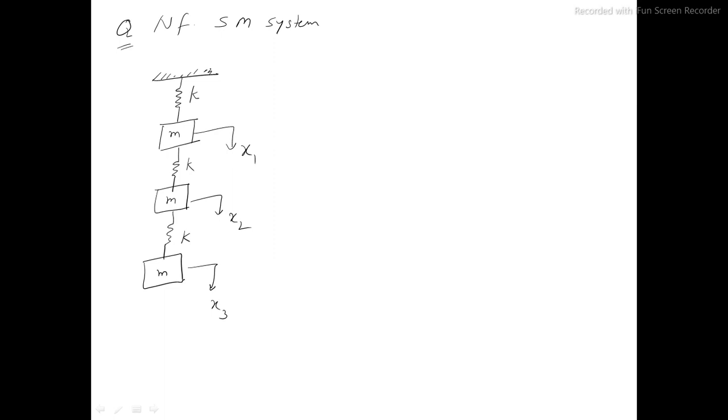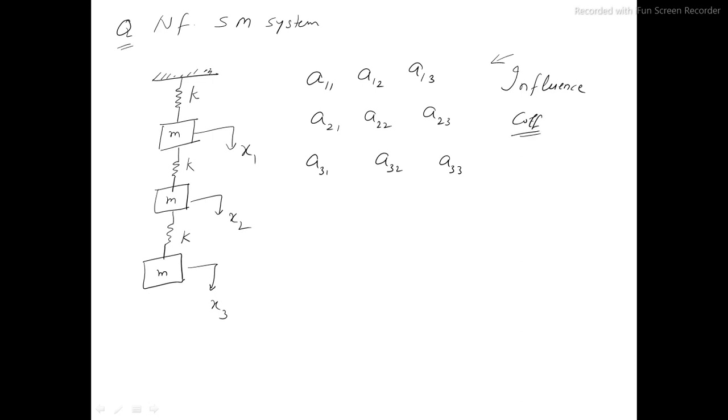In step 1, we will assume the deflection curve. But as we know that in the third step we need the influence coefficients, so it's better to calculate the influence coefficients initially before starting the question. As it is a 3 degree of freedom system, we will write our influence coefficients in this way: a11, a12, a13, a21, a22, a23, a31, a32, a33. These are called influence coefficients, and they vary according to the structure of the given system.